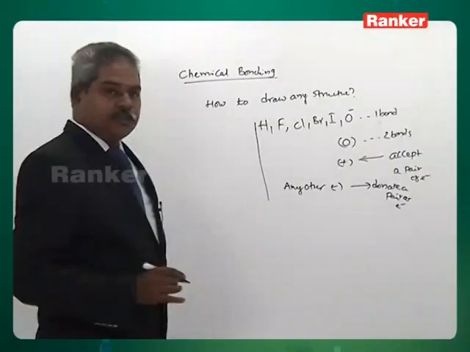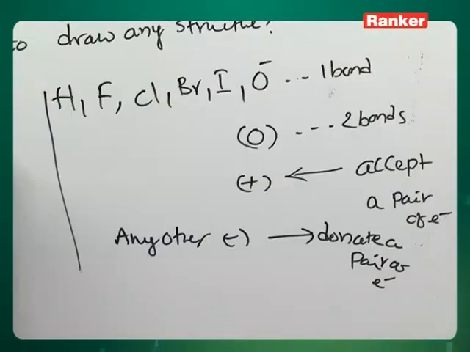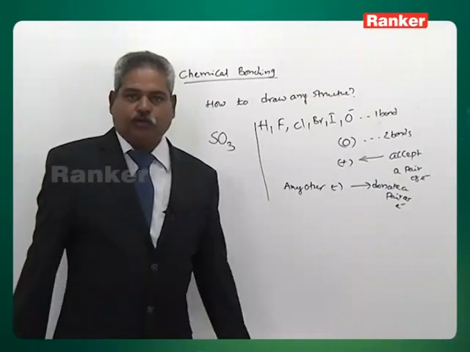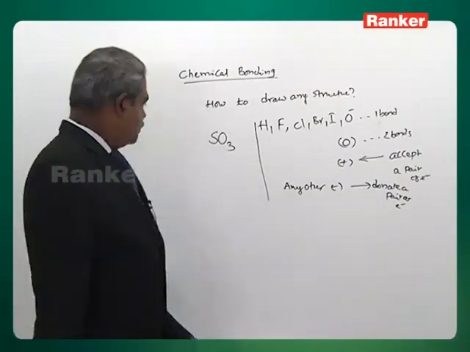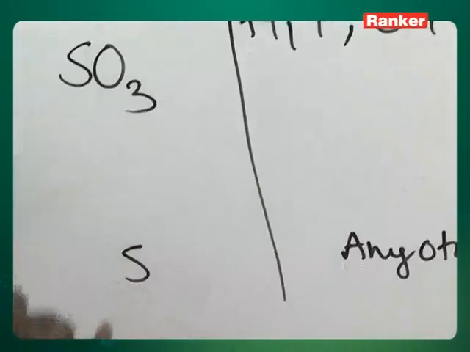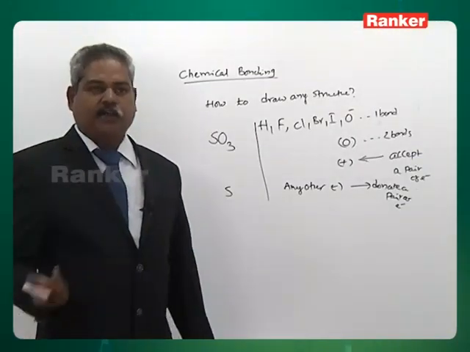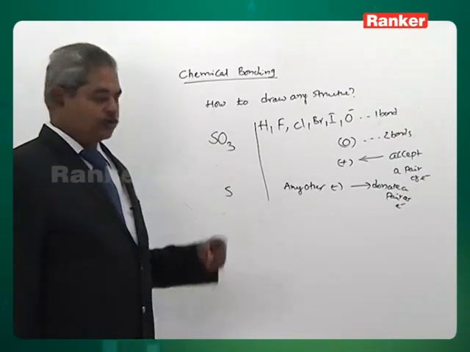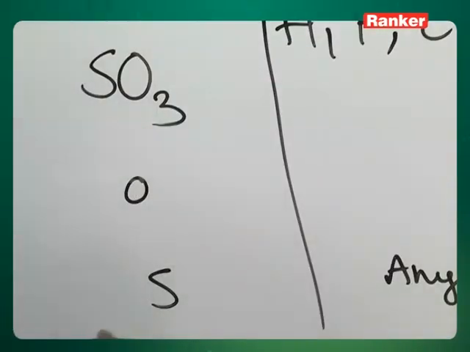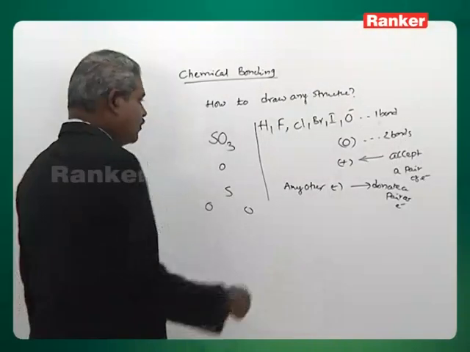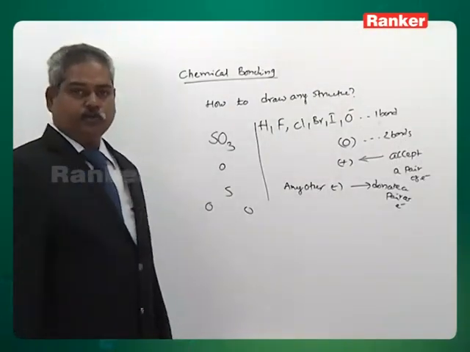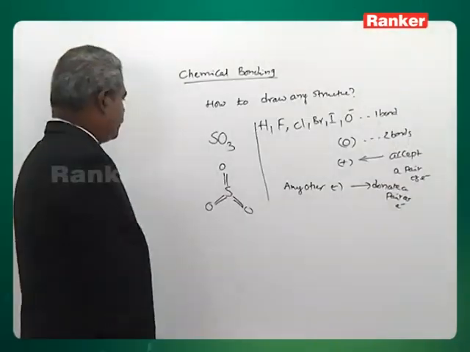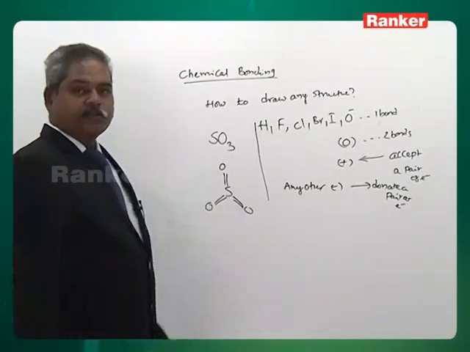Now, let us apply this in the simplest possible way. SO3: how to draw the structure of SO3, through which you know how many pi bonds are there. Sulfur is the central atom. How do we know which is the central atom? Whichever is the only one is the central atom, obviously. There is only one sulfur, that is the center, like a host. And 3 oxygens. What is the role of oxygen? We already discussed. Oxygen forms two bonds. Over. Now we have got 3 sigma and 3 pi bonds.